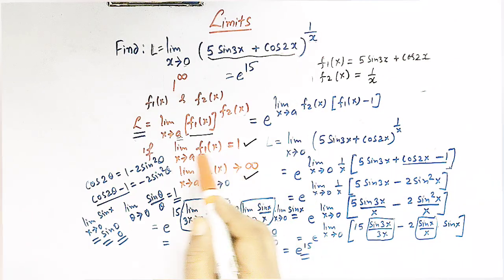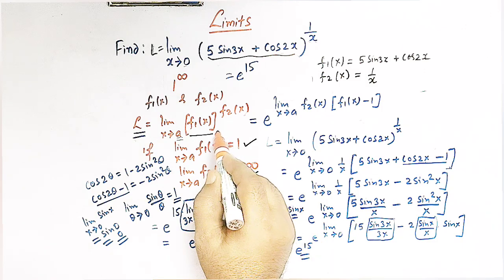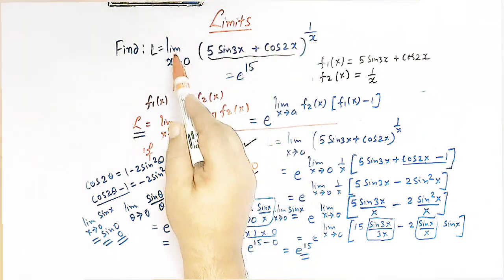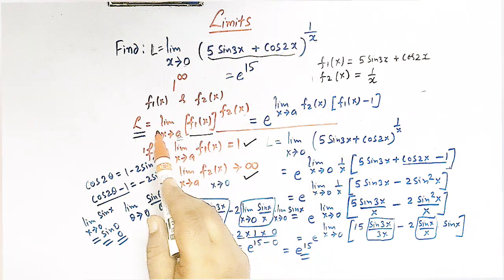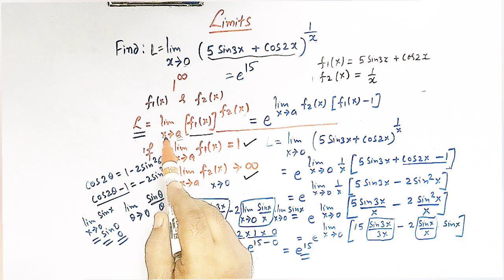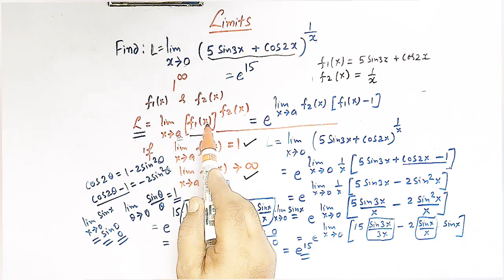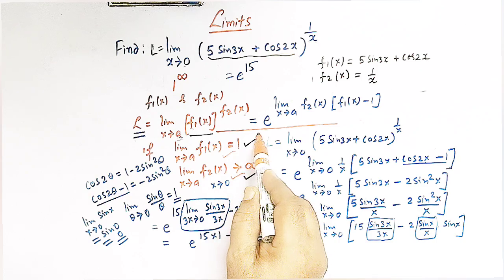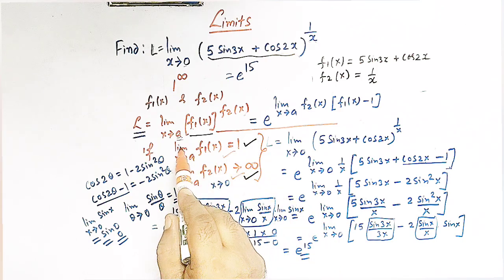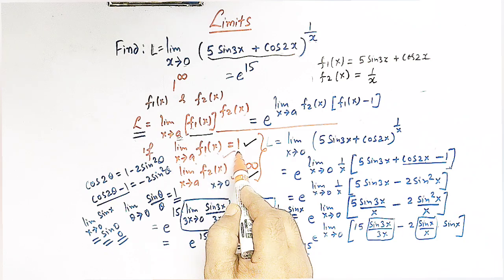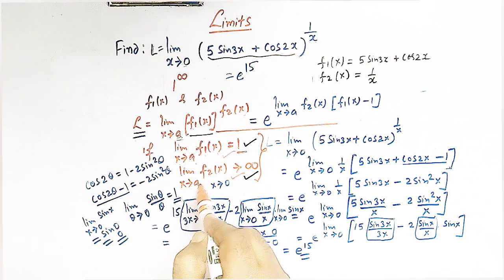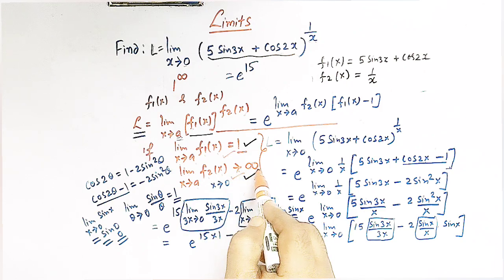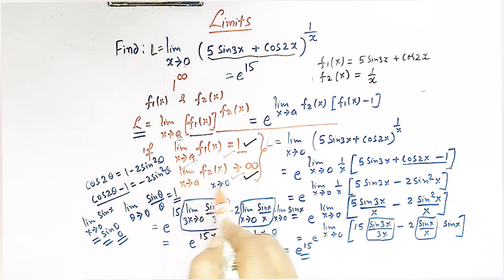So this is how, by making use of this result, we can easily evaluate limits of this type. And remember, whenever we have limits of this form, the limit as x tends to a of f1(x) raised to f2(x), then these two conditions must be satisfied: the limit as x tends to a of f1(x) should be equal to 1, and the limit as x tends to a of f2(x) must be tending towards infinity, or it is not defined.